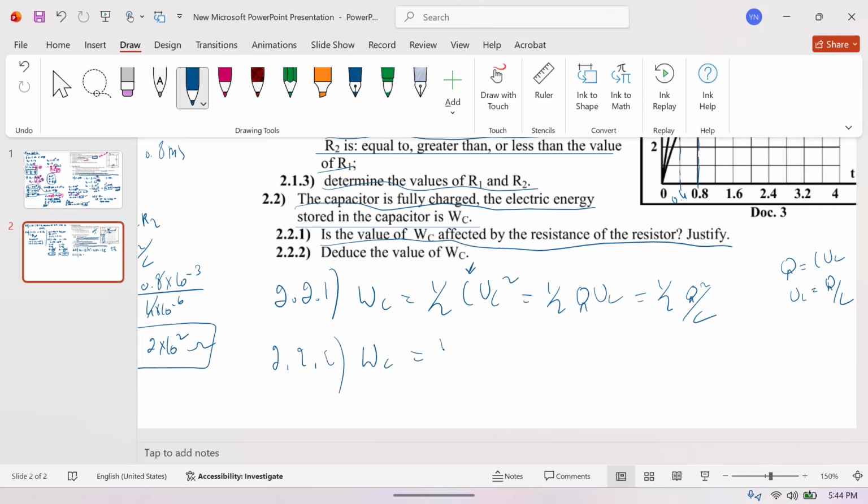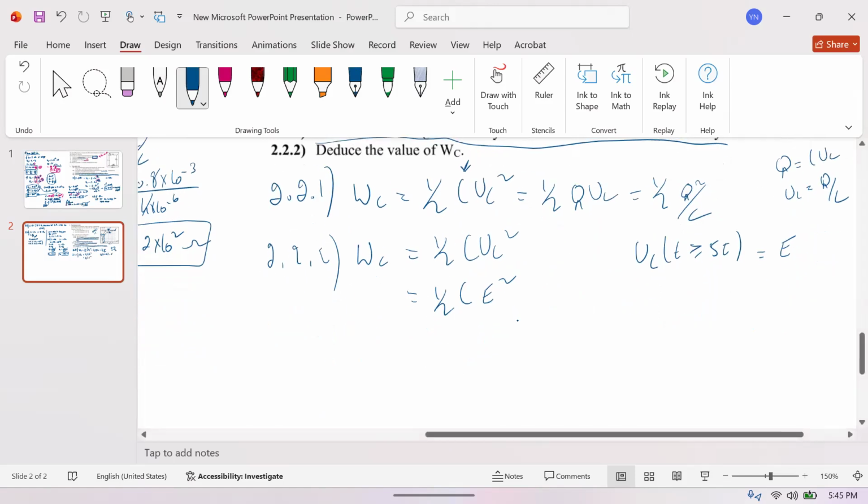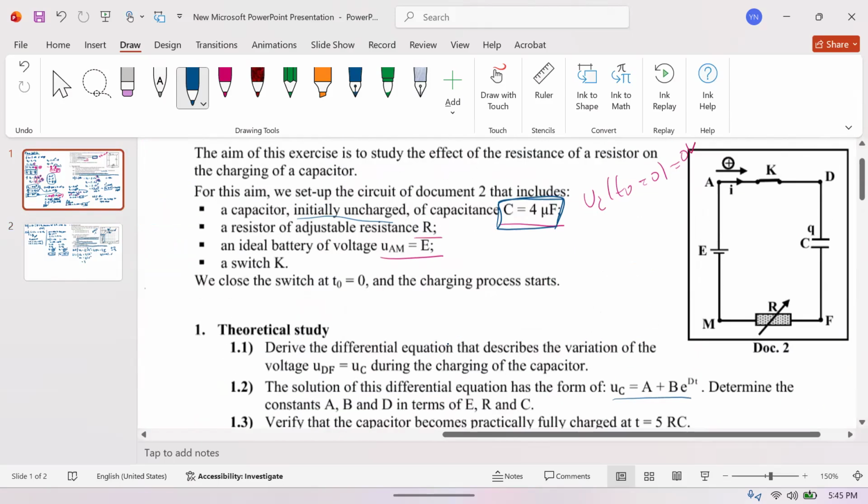WC is equal to half C UC squared. At the steady state, when it is completely charged, meaning when the time is bigger than 5 tau, UC takes the voltage of the battery, which is E. So simply, instead of UC, we can put E squared. And in this exercise, we have half C, we have E.